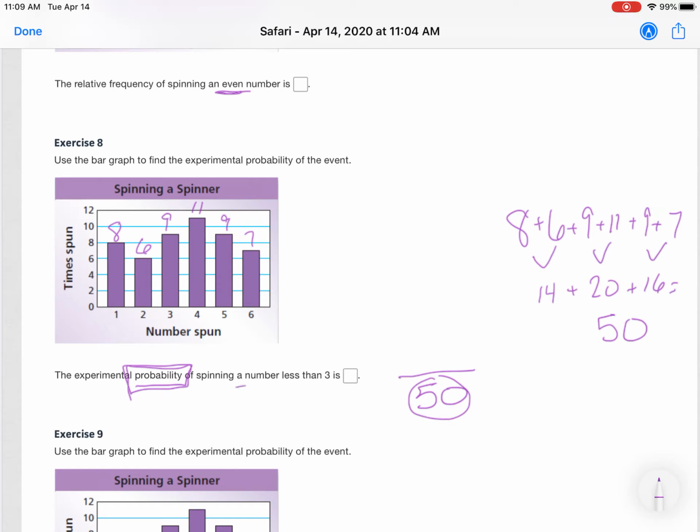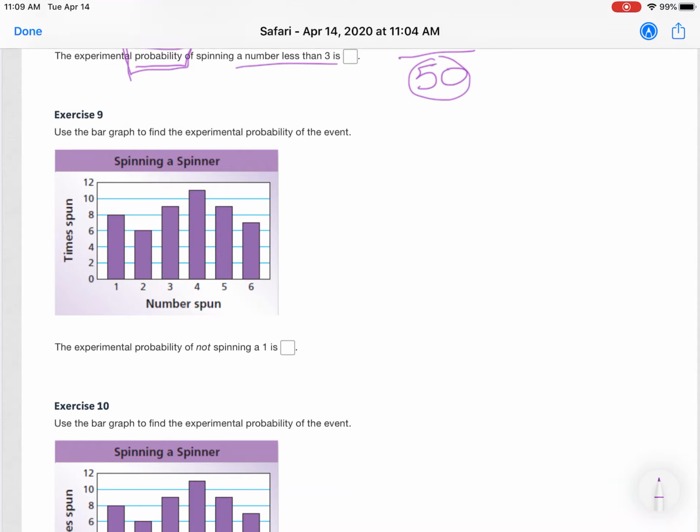And then the numerator is numbers less than 3. So it can't be 3 or bigger. It has to be the addition of these two. So you're going to add 8 plus 6. And whatever you get is what goes on the numerator.